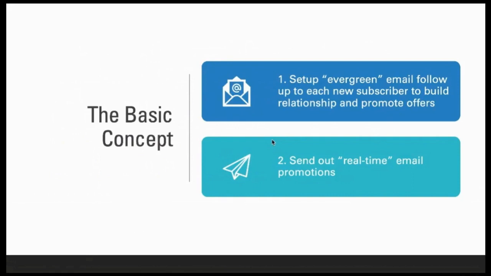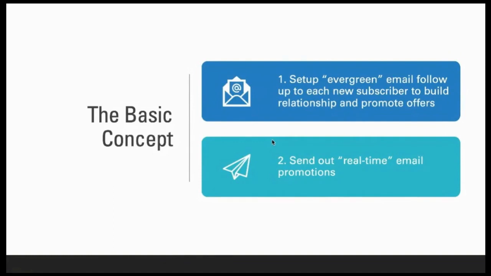The basic concept is this. Once you have a mailing list, there are two ways of how you monetize the mailing list. One is that you can set up quote-unquote evergreen email follow-up to each new subscriber to build relationship and also promote offers. What does this mean? It means that, let's say someone goes to your webpage and subscribes. They say, hey, here's my email, I am going to subscribe. Then you can set up what we call evergreen follow-up emails to them. The reason why you do that is so that you can build relationship with them and also to monetize your subscriber list.